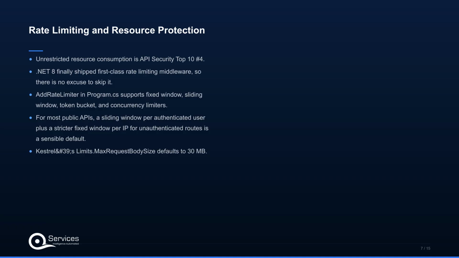Kestrel's maximum request body size defaults to 30 megabytes. For most JSON APIs, that is far too generous. Drop it to what your largest legitimate payload actually needs. Combine it with request timeouts middleware in .NET 8 plus to kill long-running requests that could exhaust thread pool resources.